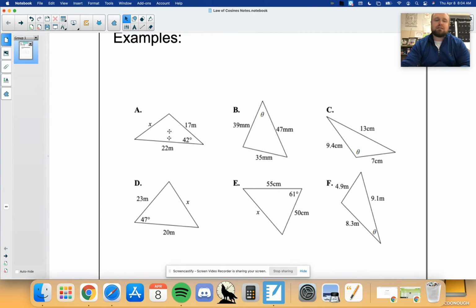In example A, we are looking for side length X. In example B, we're looking for an angle, so we're going to have to use an inverse. C, we're looking for an angle, so we need an inverse. F, we're looking for an angle theta, so we need to use an inverse. E, we're looking for a side length, so we will not have to use an inverse. And D is looking for a side length, so we won't have to use an inverse. I'm going to go over a few of these just so that you have an idea of what to do.